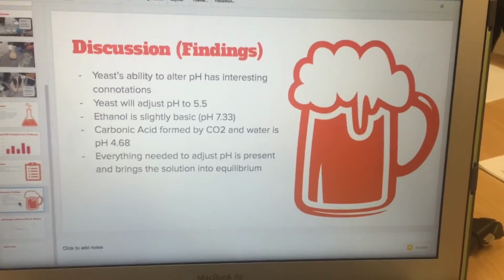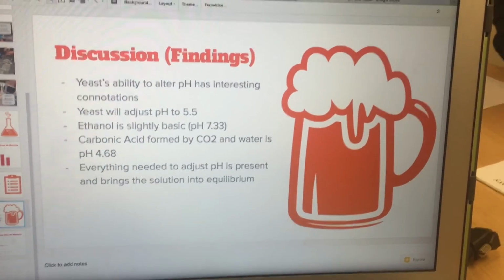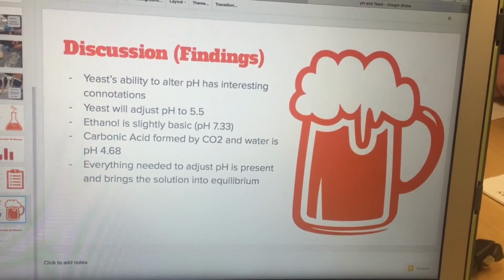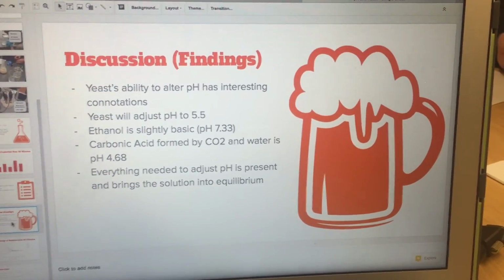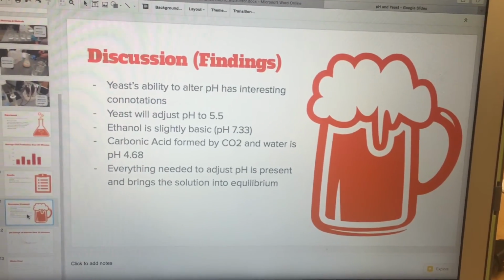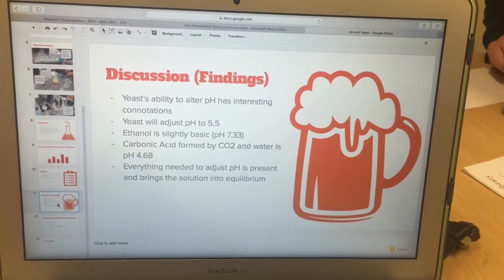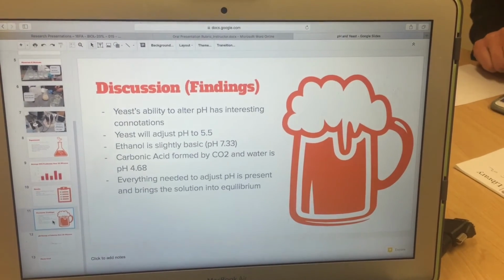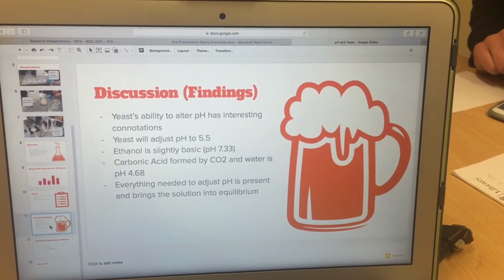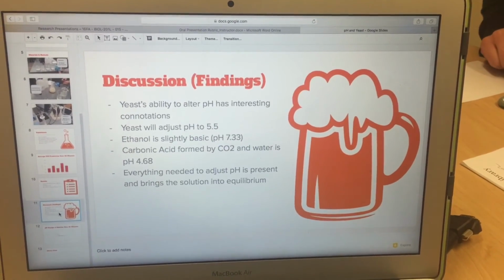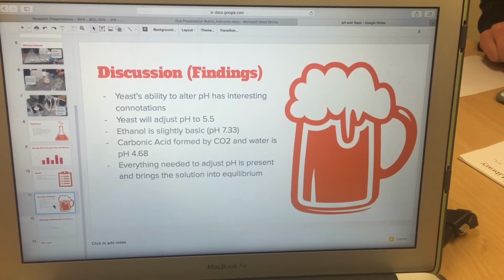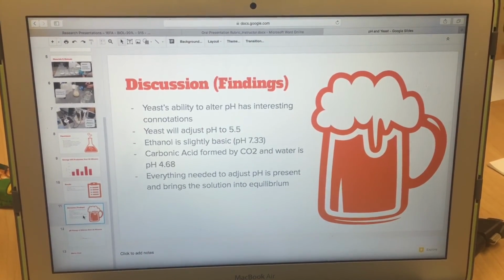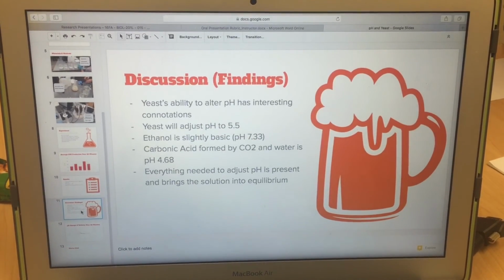In discussing our findings, we found that yeast's ability to alter pH was a lot more than expected. There are some interesting connotations there. The yeast, across all of our trials, adjusted the pH to approximately 5.5. Everything needed to adjust the pH is there, and it brings the solution into a kind of equilibrium. We expected basic and acidic pHs to retard fermentation. We found the exact opposite. The pH that we started with didn't seem to matter.